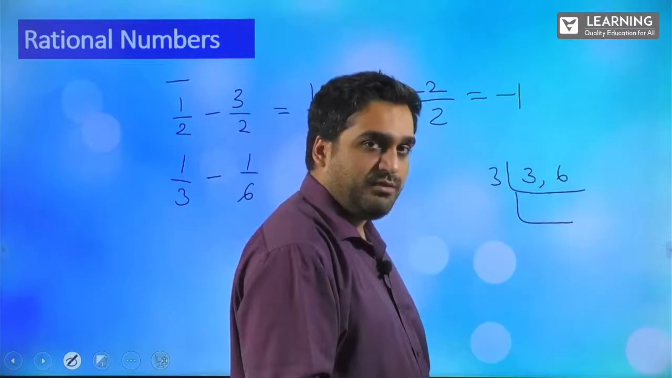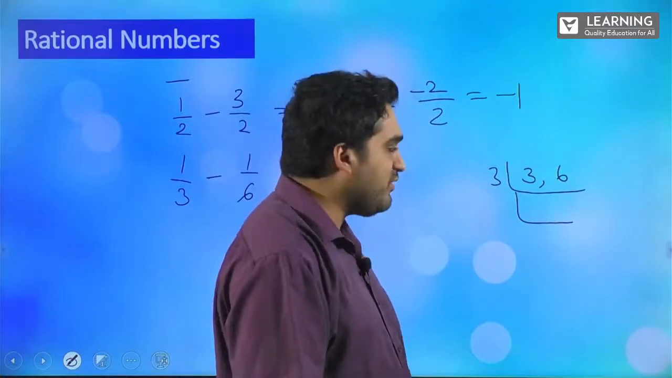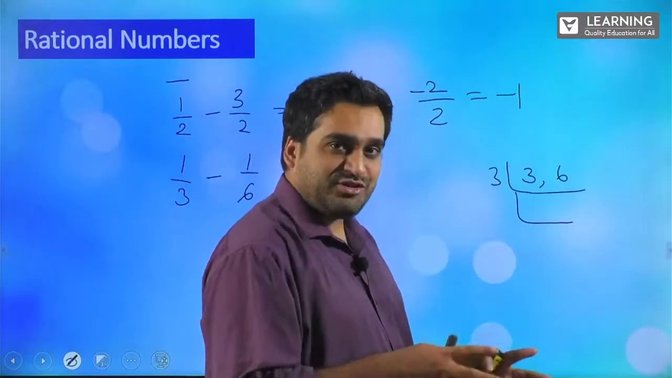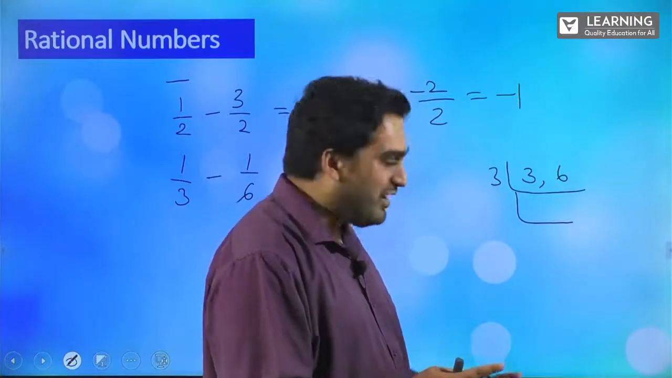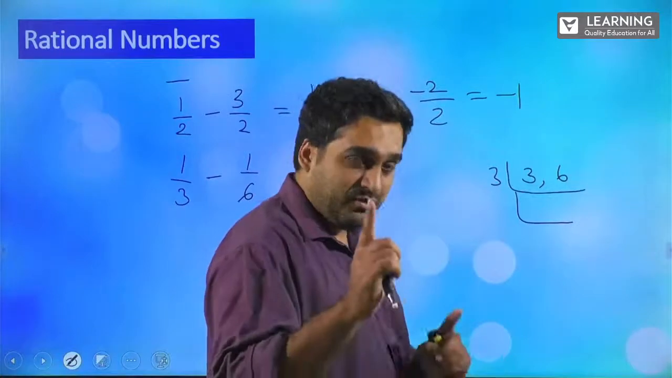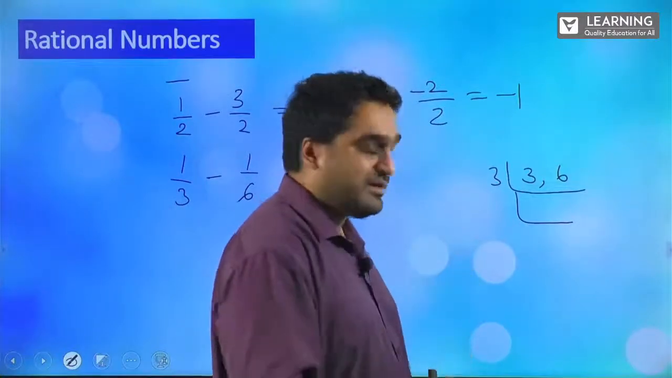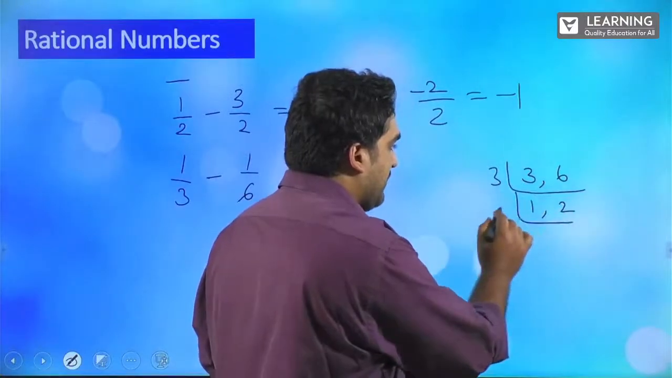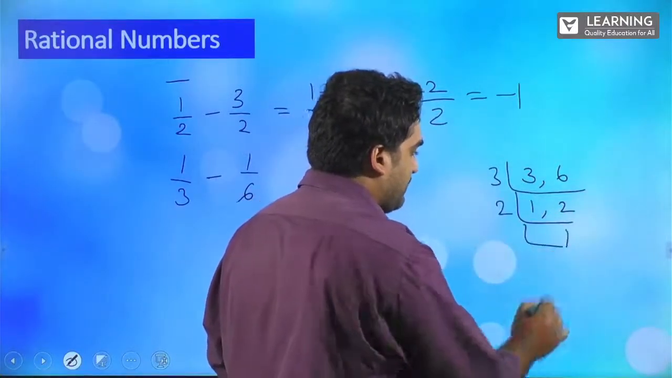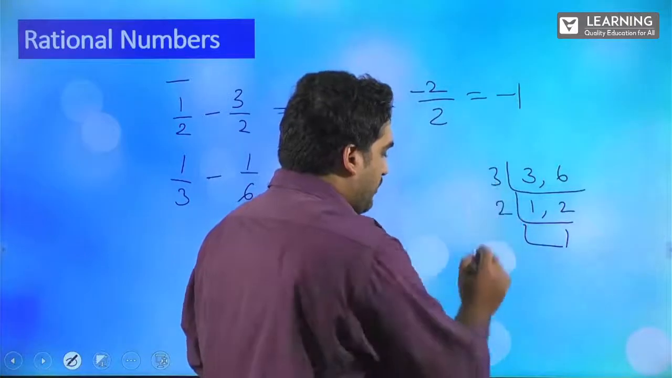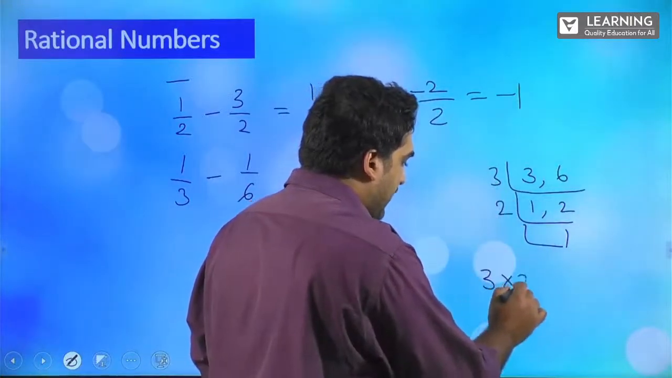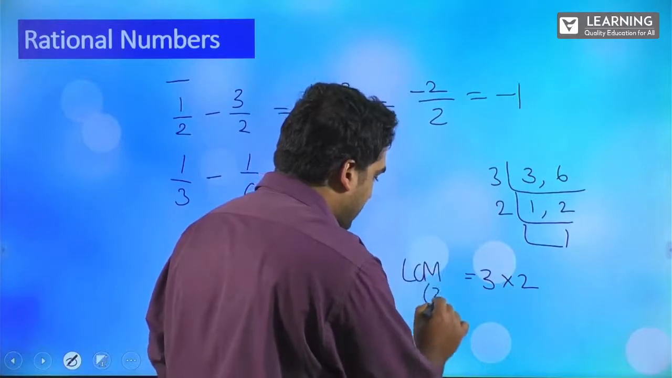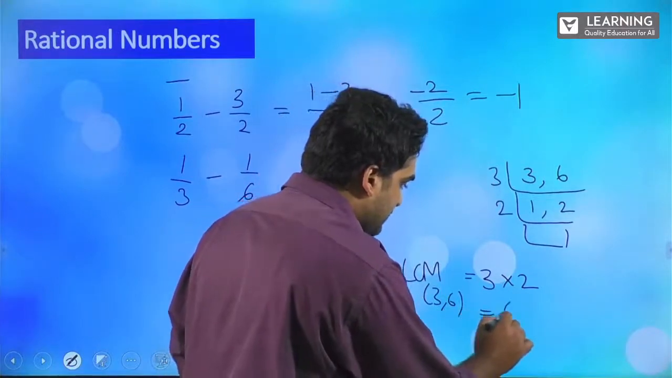I hope you remember what prime numbers are. If not, you can take your first standard, second standard books and try to read up on what a prime number is. Very important, but don't be ashamed. It's something to learn. So 3 one time, 3 two times, and then you have 2 one time. The multiples are 3 and 2, which gives you the LCM of 3 and 6, which equals 6.